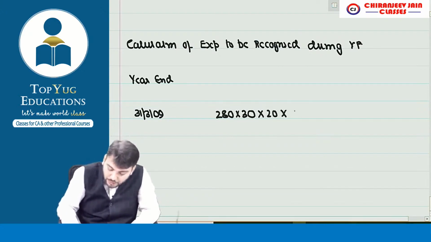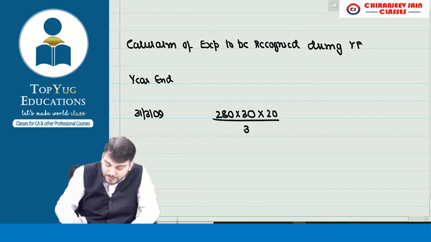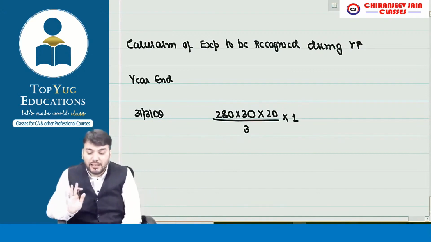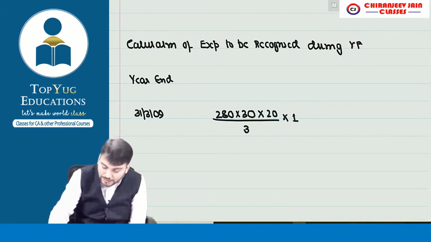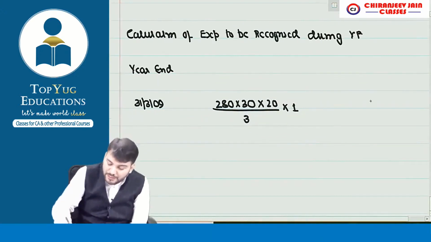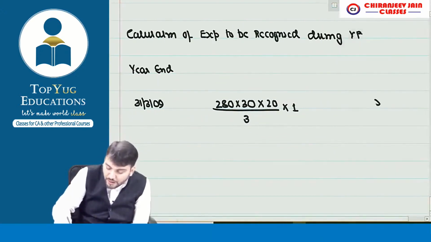20 into 1 divide by 3. This is totally based on expectation. Totally based on expectation. So 280 into 30 into 20 divide by 3. So कितना आया, 56,000 will be the expense of first year. Have you understood this point?